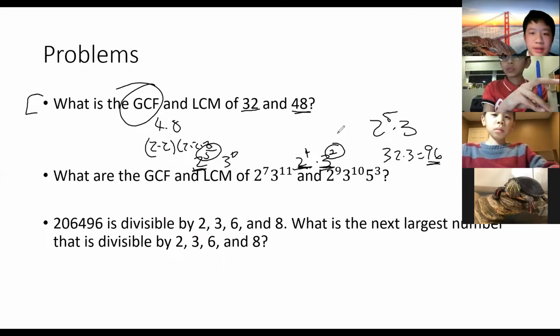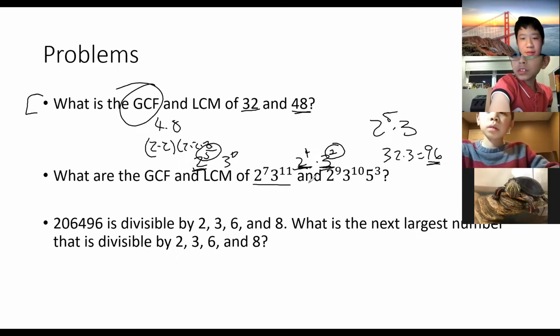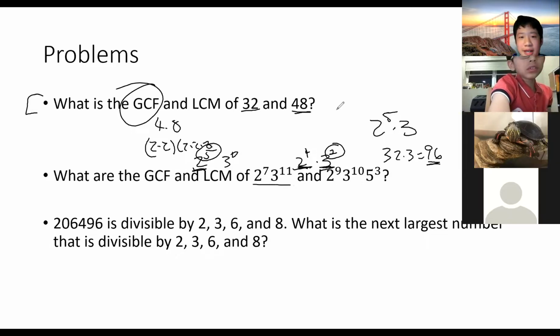Okay, let's look at these. If you get the GCF and LCM for these, they're going to be pretty big numbers, so don't mind about multiplying them out. Just leave it there.